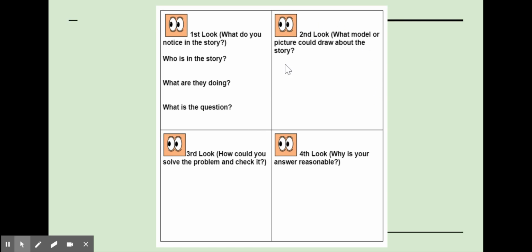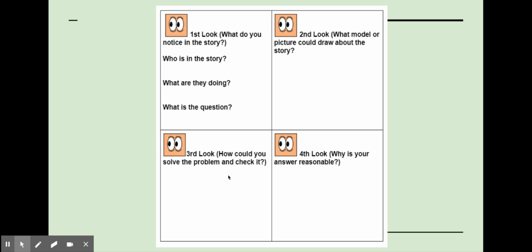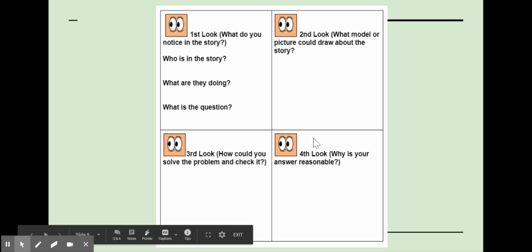When you read through it a second time or give it a second look, we're going to draw a picture or a model that represents the problem so that we know how to solve the problem. In our third look, this is where we're going to solve the problem based on our model, and then we're also going to check it to make sure that we solved it correctly. And the fourth and final look is where we should be able to write out or tell a summary of how you solved the problem to show that your answer is reasonable.